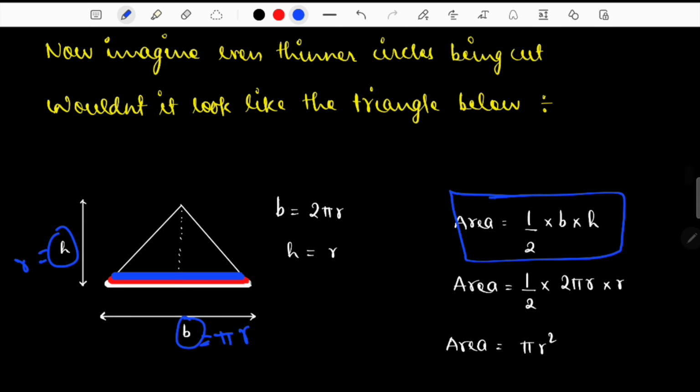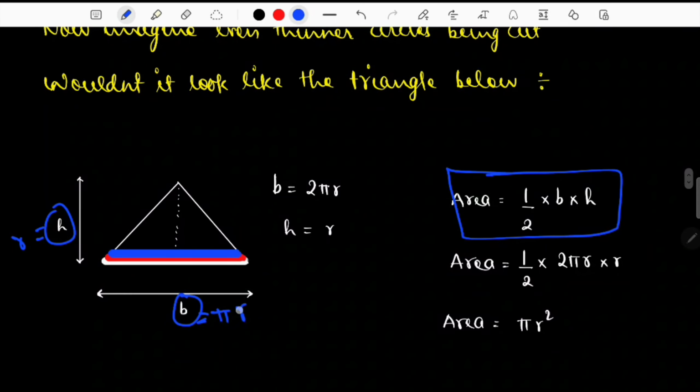2 pi r. I mean, this was 2 pi r, right? So 2 pi r. And therefore, once you apply it in the formula, you have half times 2 pi r, which is base, times height, which is radius, and you get pi r square.